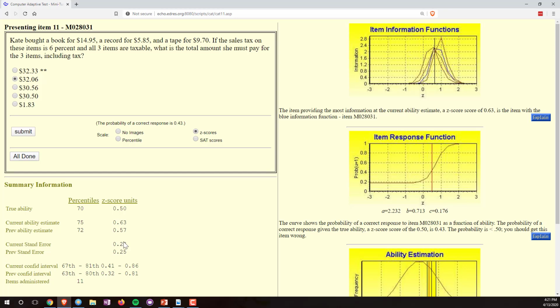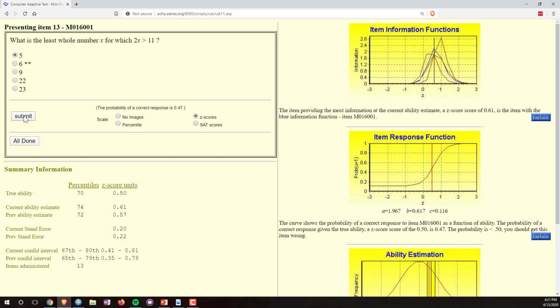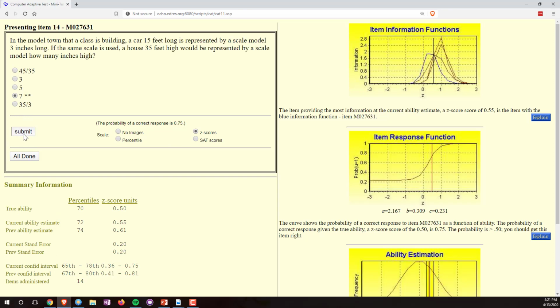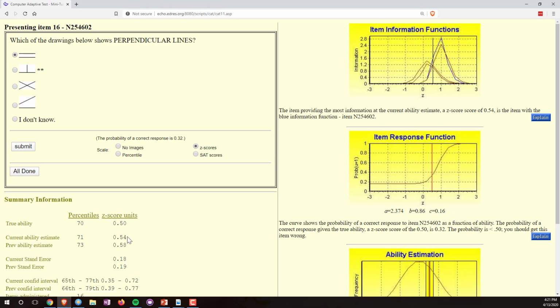0.57, standard error is getting lower and lower. 0.63 bounces around a little bit, still overestimating a bit. But we've only gone through about 15 items. This is number 15 right here. And after 15 items, which is not a lot of items, we're within 0.04 of our true ability. And the standard error is only 0.18, so it's pretty close. So it's a good example of how CAT works. I think it shows pretty well how that works.